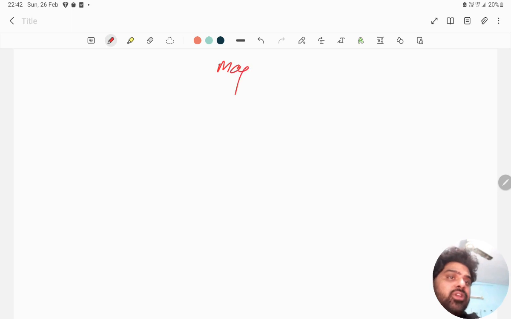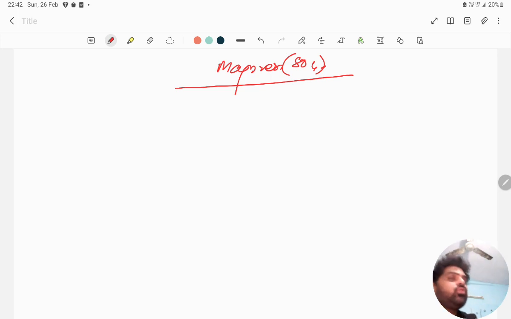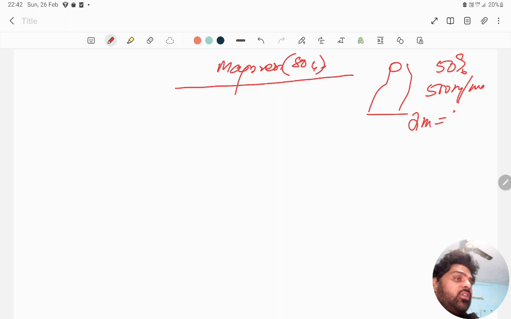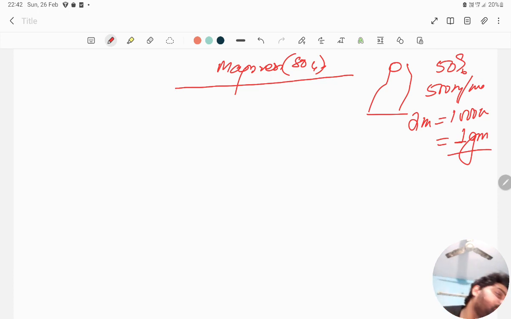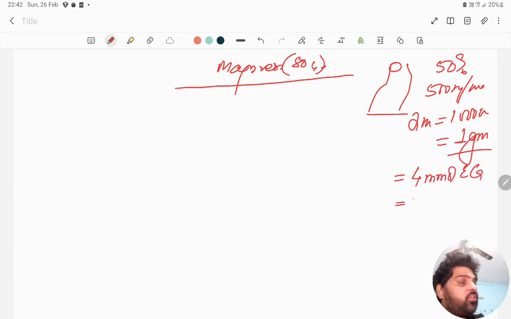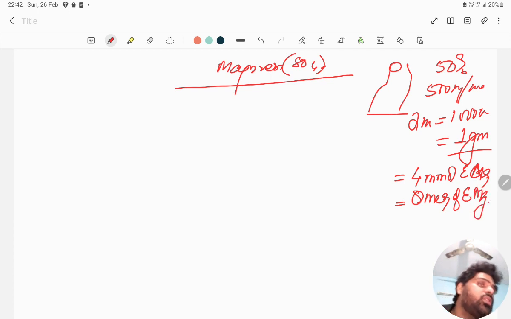Now the third therapy you can give is magnesium sulfate. We know that a vial of magnesium is 50%, that is 500 mg per ml. So in 2 ml we have 1000 mg, or we can say 1 gram of magnesium, or we can say 4 millimoles of elemental magnesium, or we can say 8 milliequivalent of elemental magnesium. This is just for your knowledge, what the vial of magnesium contains.